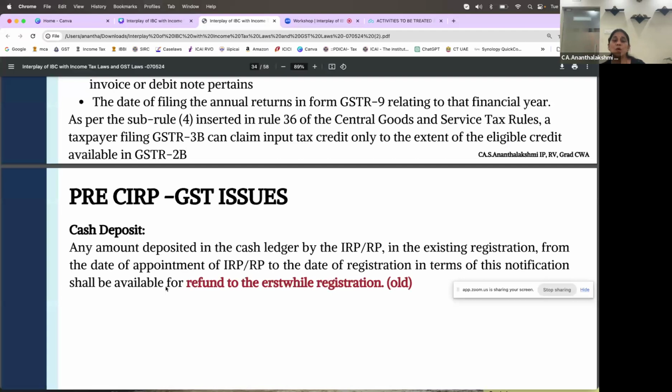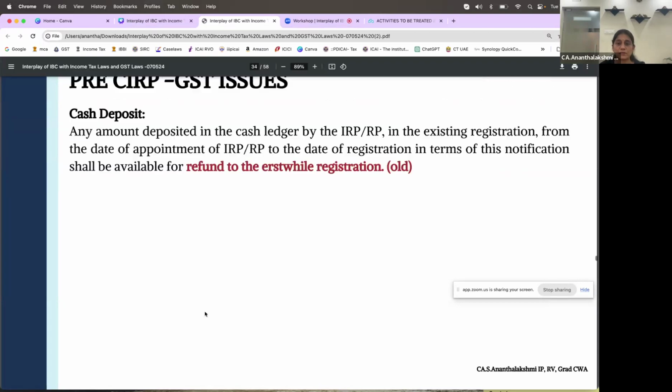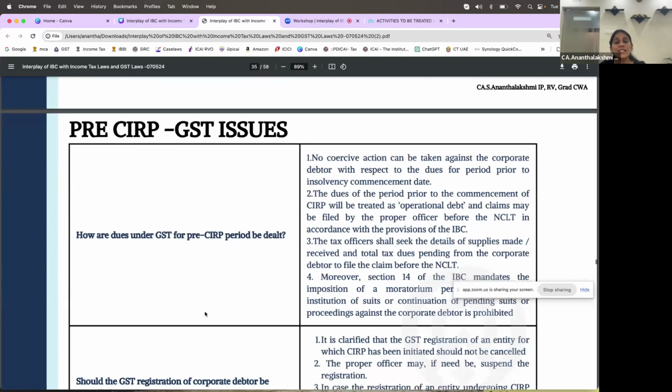So any amount deposited in the cash ledger by the IRP or RP in the existing registration, from the date of appointment of an RP or IRP to the date of registration in terms of this notification, shall be available for refund. So you can't adjust it against the erstwhile registration. That's what we have to see. Any cash deposit can be claimed as a refund, cannot be transferred.